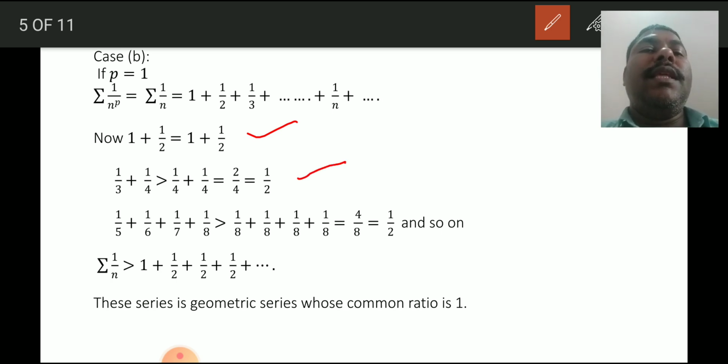Then 1 by 3 plus 1 by 4 is greater than 1 by 4 plus 1 by 4. So 1 by 4 plus 1 by 4 is 2 by 4, that is half. Similarly, in the next step you have to consider 4 terms, which is also equal to half. That means summation 1 by n is greater than 1 plus half plus half plus half. Here this is also a geometric series with common ratio 1.